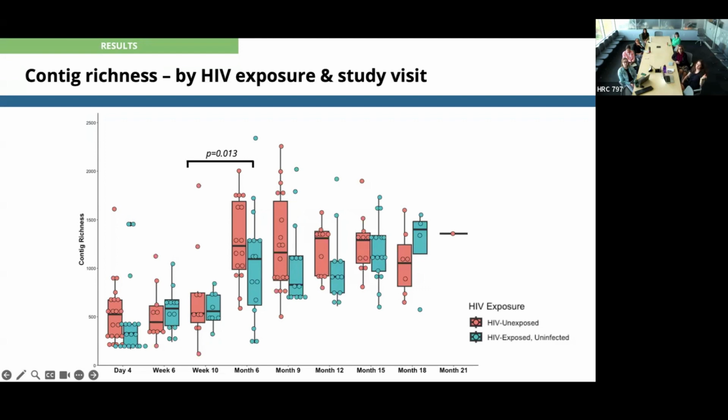When you compare HIV exposed and unexposed within the time points, none of them are actually statistically different, but this is using very basic statistical tests. So take that with a grain of salt because there's a lot of confounding and other things that are not incorporated in that, but that is the biggest significant shift that we're seeing in richness.